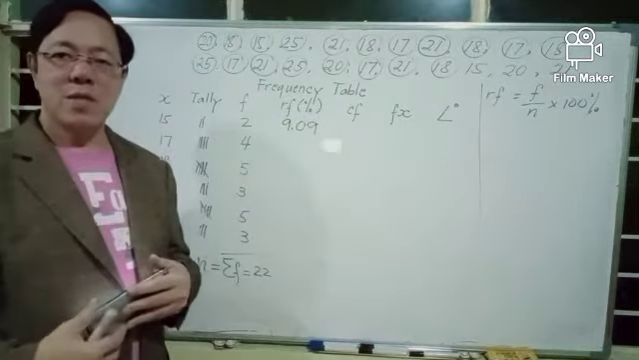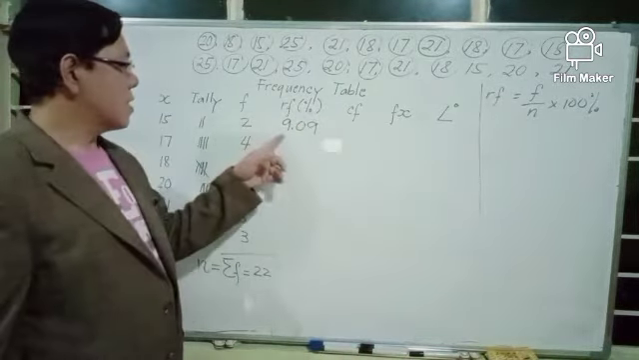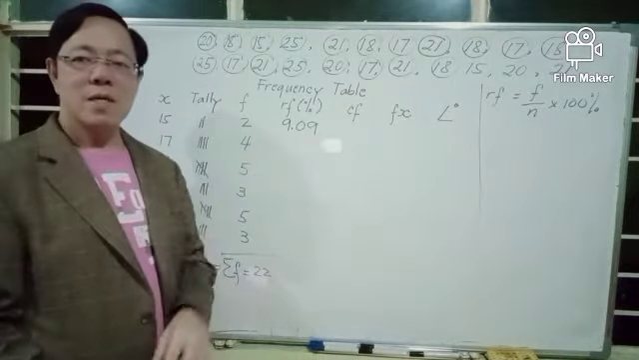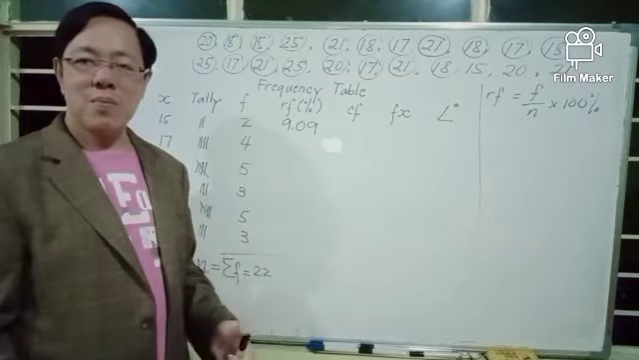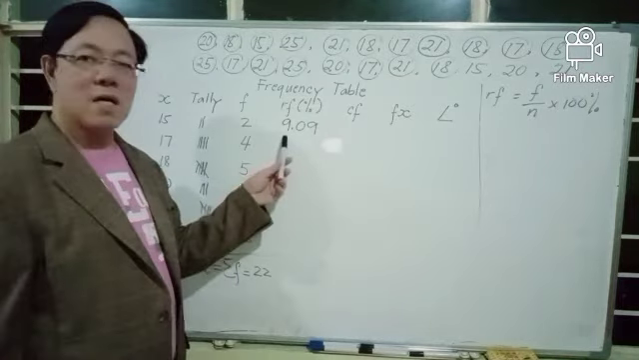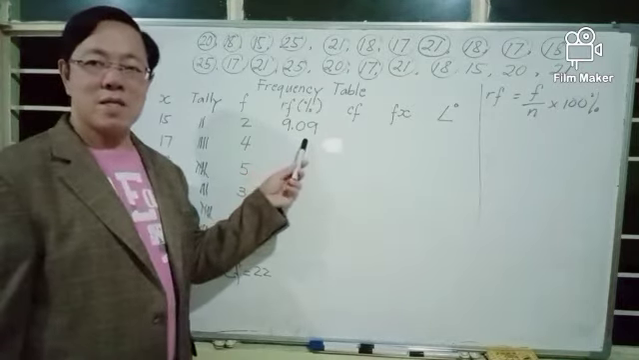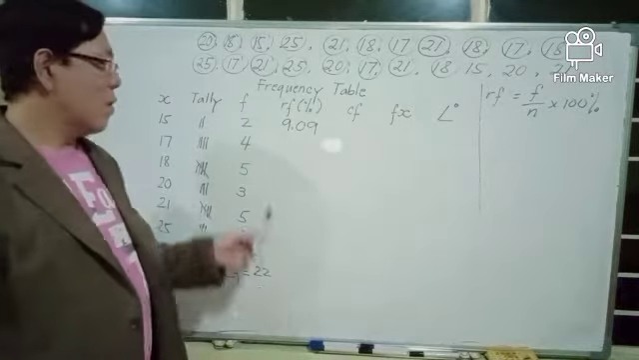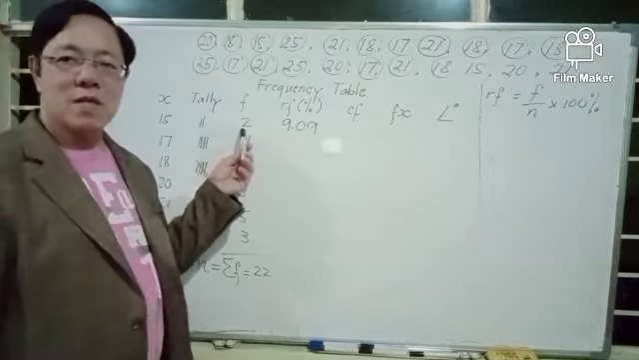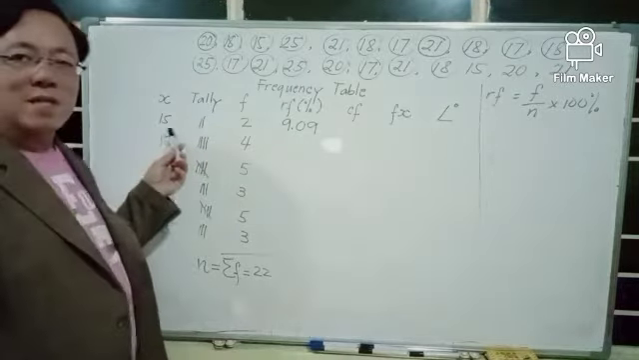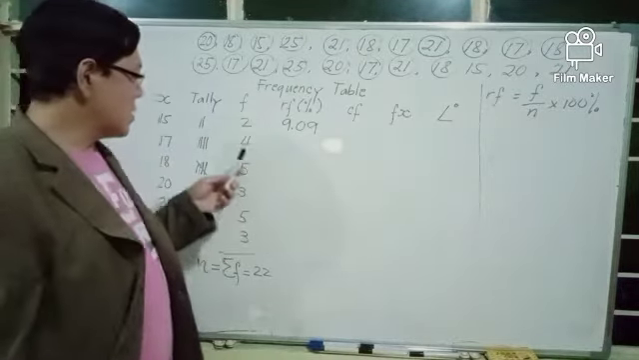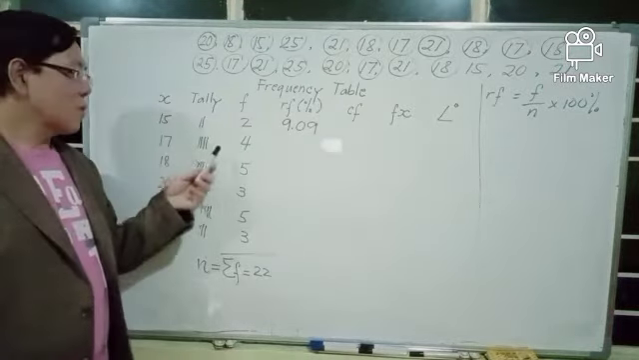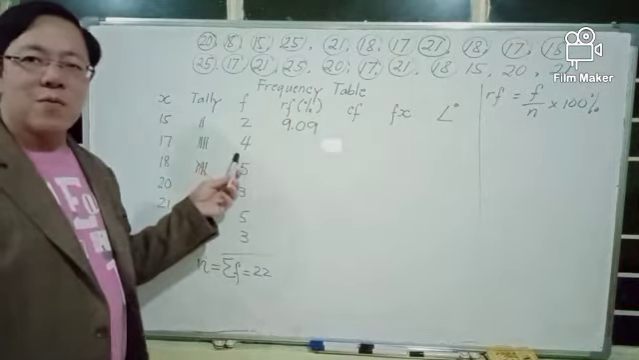And this is in percent. The relative frequency of 15 is 9.09. The relative frequency of 9.09% means that 9.09% of the sample of 22 students, or 2 students, have scores of 15. Now we compute the relative frequency of 17 with a frequency of 4.